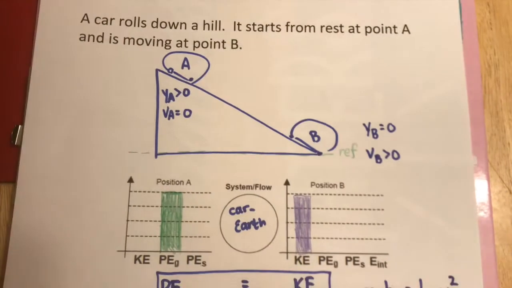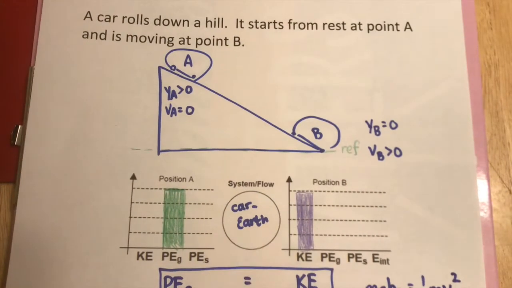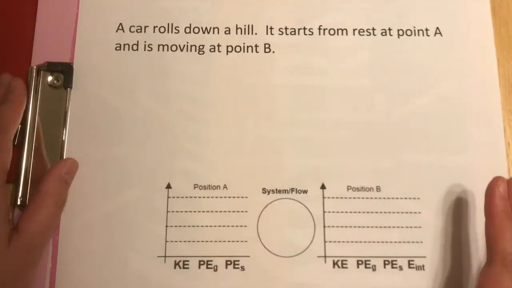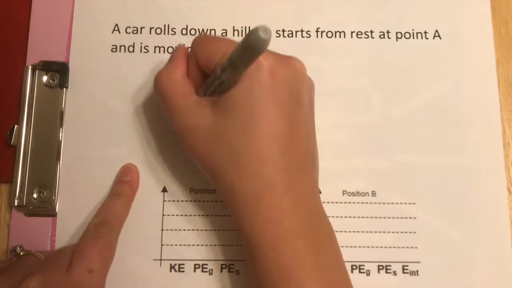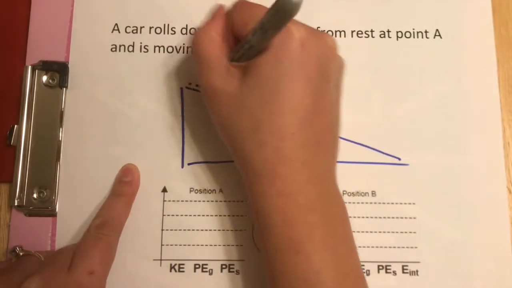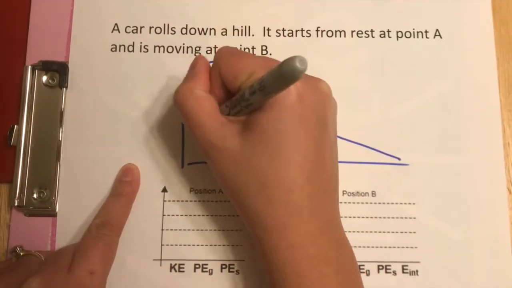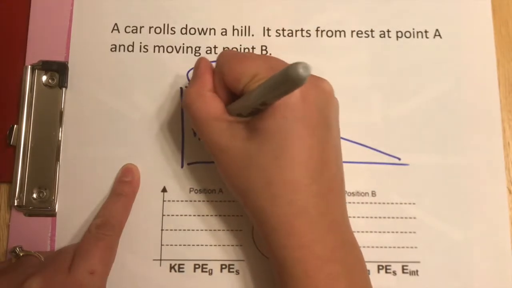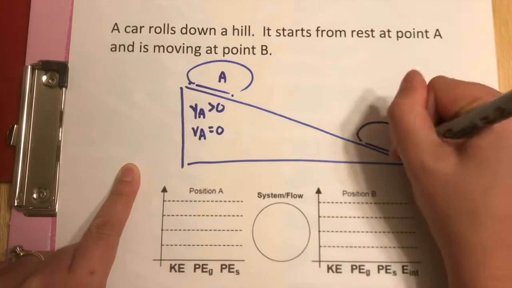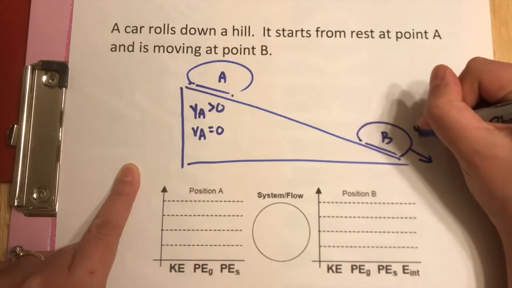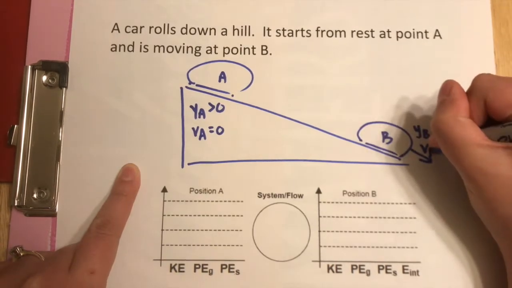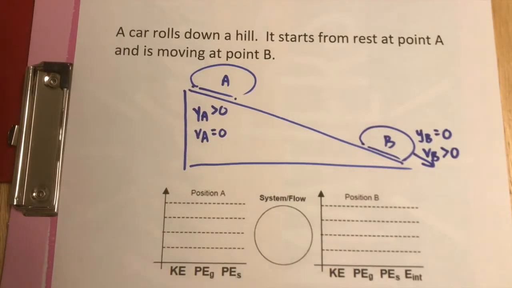All right, next. What if I accidentally forgot the Earth? Does this still work? The problem setup is going to be the same as before. We're going to have our car at A at the top of the hill. It's going to be above the ground, all that good stuff. But the difference is, if we forget the Earth as our system and we only include the car, well, that kind of changes our energies here.